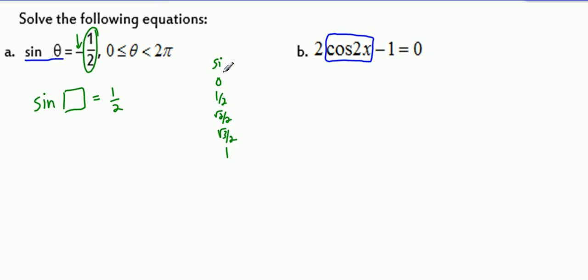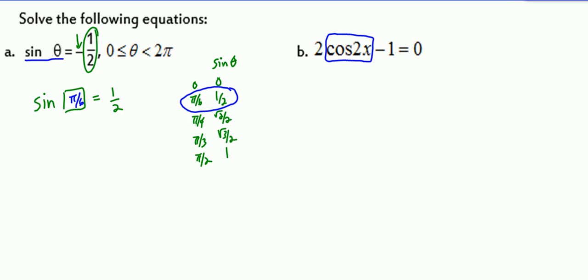This is our sine theta column, as we go from 0 to pi over 6 to pi over 4 to pi over 3 to pi over 2. I went over that in a previous video. But one way or another, whether you memorized it, used a calculator, or did some exploring, you want to realize that the basic reference angle is pi over 6. So any theta that solves the equation in part A is going to have to be some rotation or multiple of pi over 6.